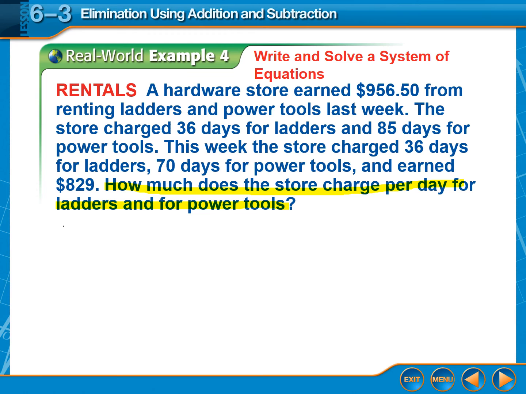So if I call ladders x and power tools y, just know that my answer when I get that is actually going to be an amount of money that they're charging each day for those power tools. So if I call ladders x, I'm actually referring to the amount of money that it costs per day to rent a ladder. And for power tools, if that's y, then y is going to be the amount of money that I'm paying per day for power tools.